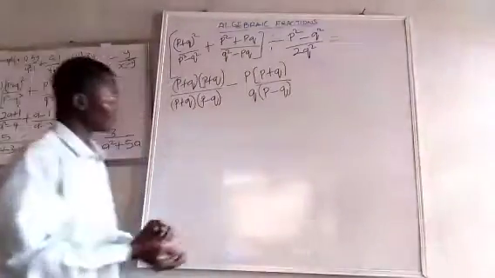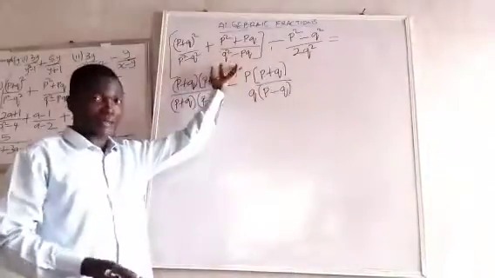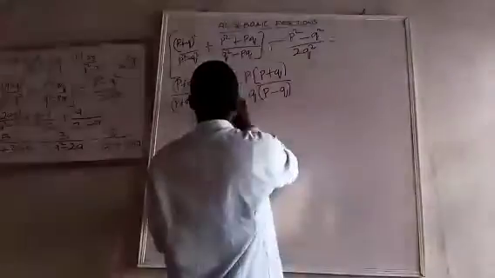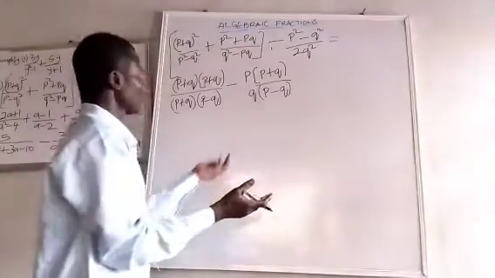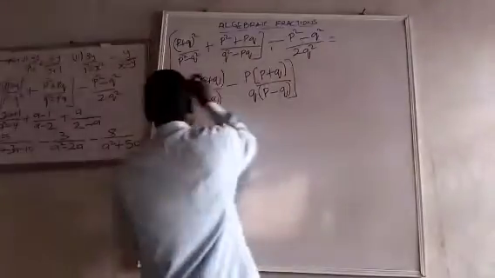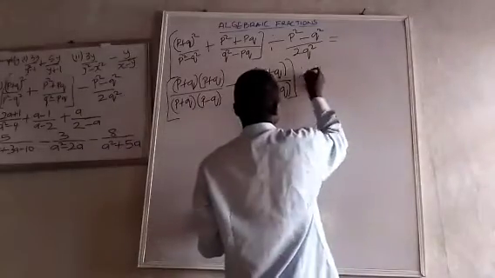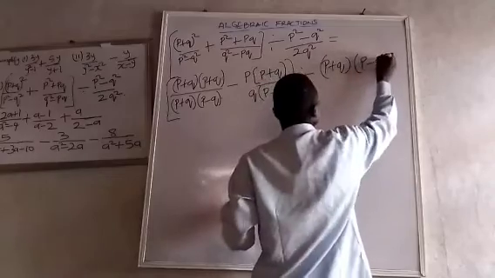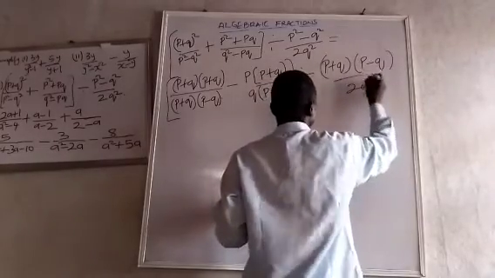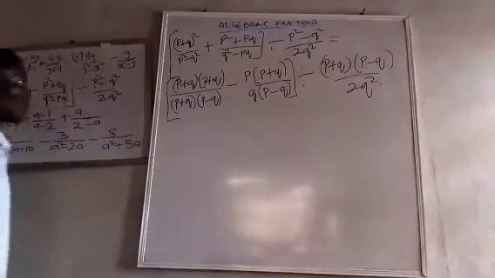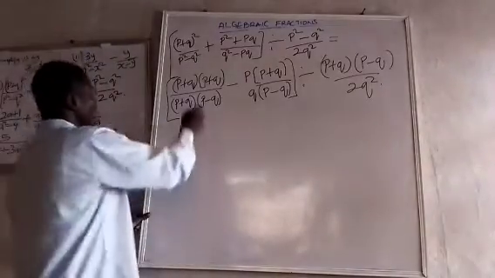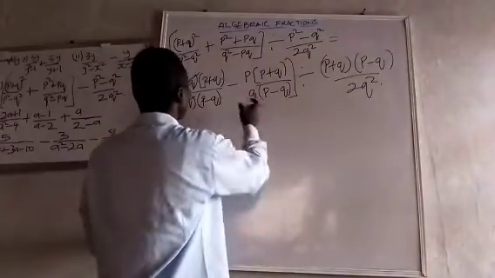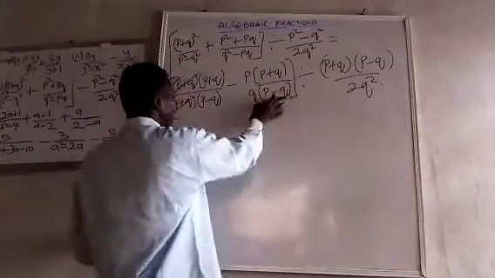I hope you understand what I did. This one changed sides because I multiplied it by minus 1. That's the only way I can write it here. So, this one goes like this, divided by (p plus q)(p minus q) over 2q squared. Now, you see the work becomes easier. This one cancels this. I have a common LCM now.